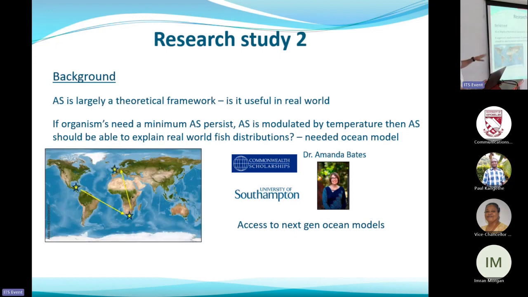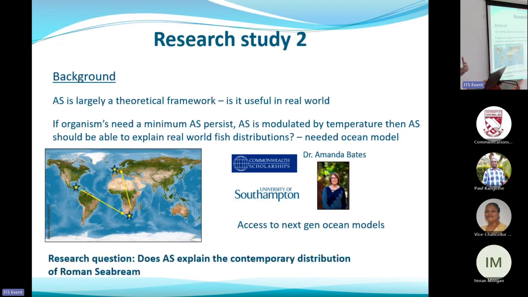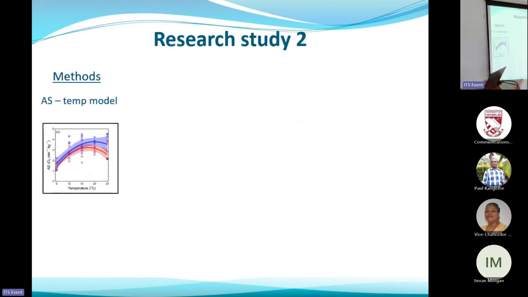So I packed up and I moved to the UK to finish my PhD. And when I was there, I was able to ask this research question: does aerobic scope explain the contemporary distribution of this fish species that I've been working with? Okay, so the methods are as follows.